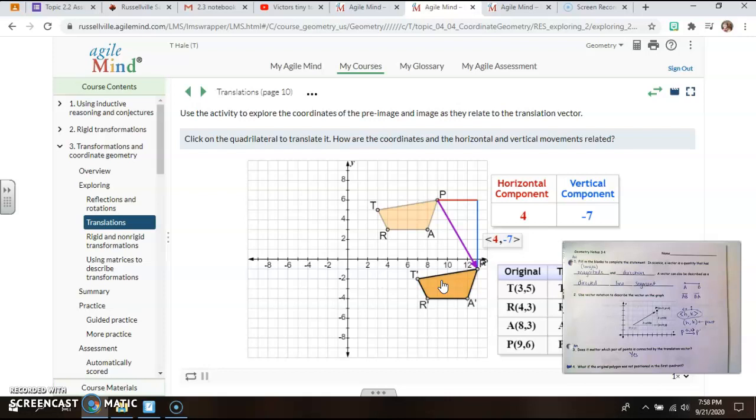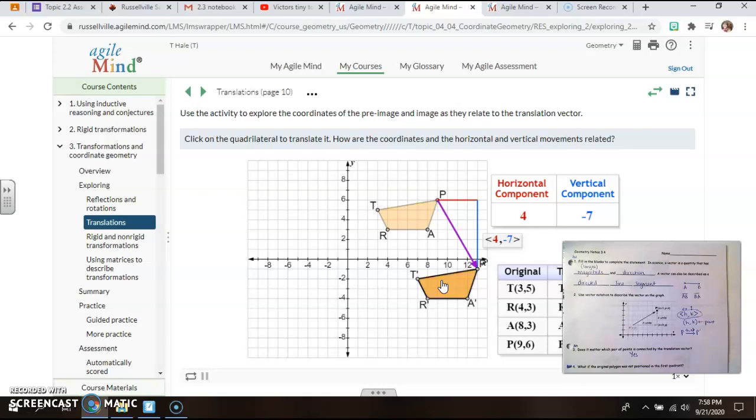And if you're going to the right, you're going to make that number in your vector notation, the X spot, positive. If you're going left, you'd make that negative. If you're going up, you'd make the Y spot, which is your K value, positive. If you're going down, you would make that negative.